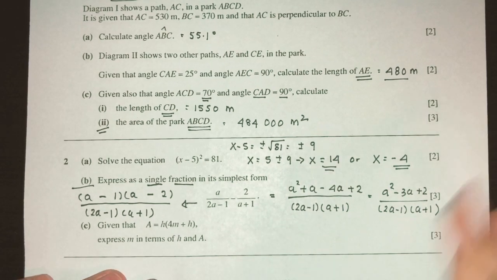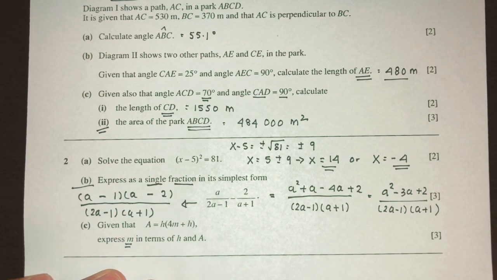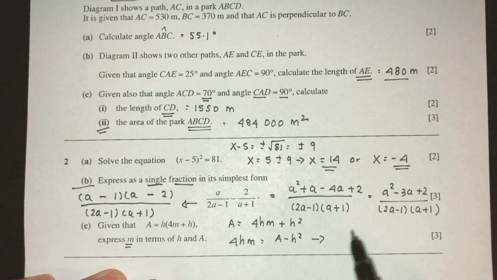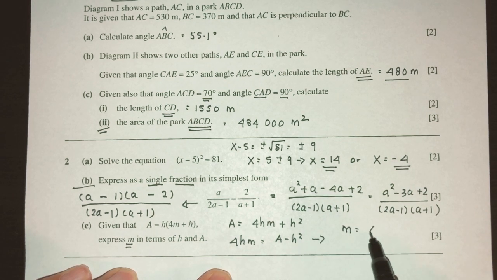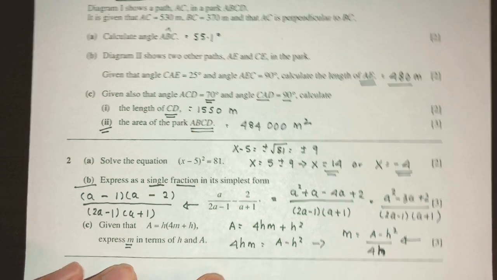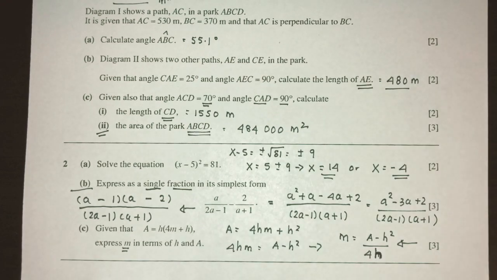Okay, now for part C, we have to make m become the subject of formula of this equation. So one by one, we can first expand the brackets. You will have a, that'll be 4hm plus h squared. So 4hm will be a minus h squared. So from this you will have m will be a minus h squared divided by 4h, not m, because m has to be the subject. So this is your answer for part C and question number 2.